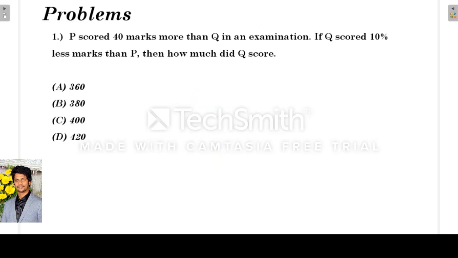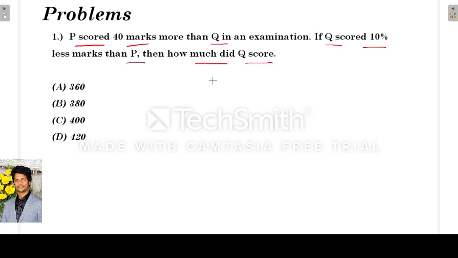Okay. So let's start solving the problems. So what is the question here? P scored 40 marks more than Q in an examination. If Q scored 10% less marks than P, how much did Q score?